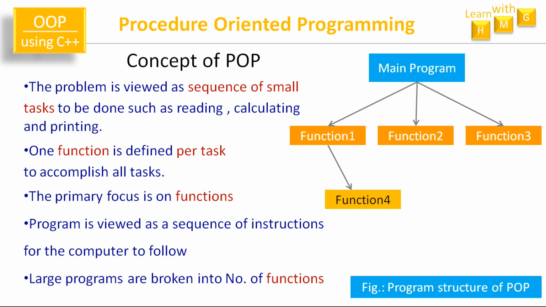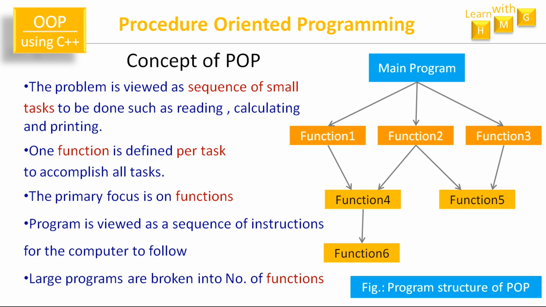So here function 4 is a part of function 1. Then function 4 and function 5, these two functions are part of function 2 also, and function 5 is a part of function 3 also. So like this function 4 is referred into function 1 as well as in function 2. Similarly, function 5 is referred into function 2 as well as into function 3. So like this one function can be referred or called into another function to accomplish the task.